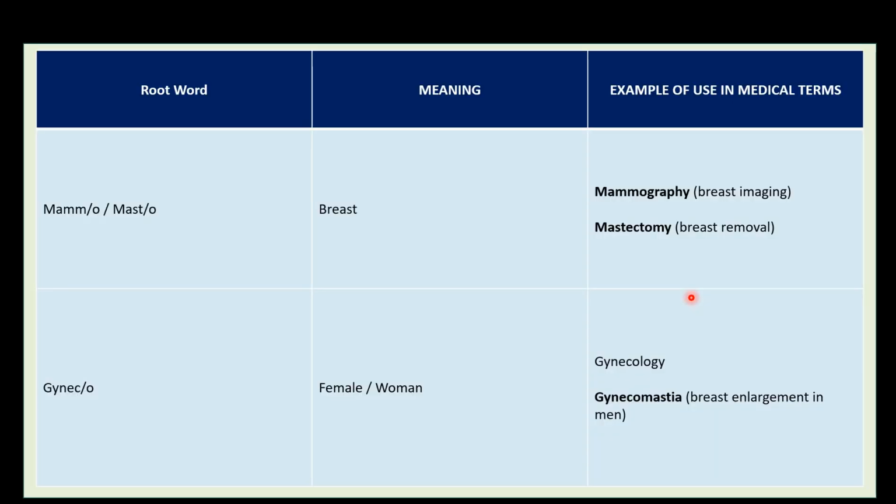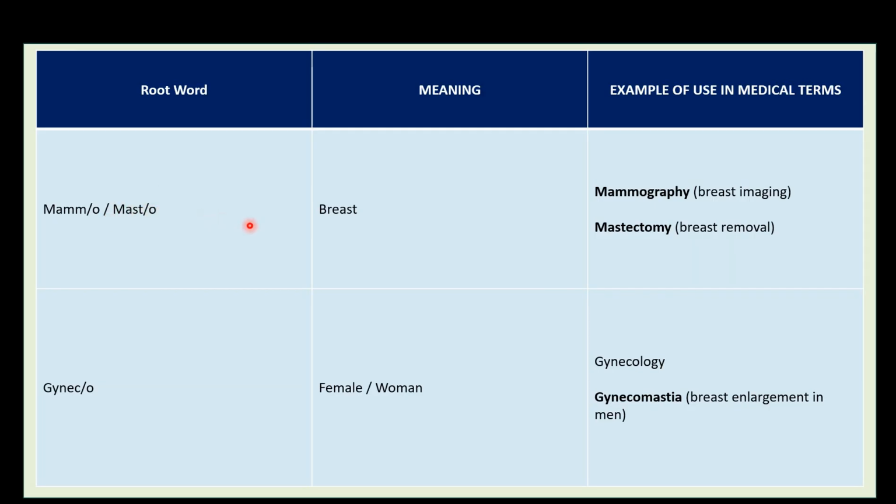Alright, let's move further with the first root word. Today's first root word is Mamm, Mammo, or Mast, or Masto. Sometimes you will find the root word with O, sometimes without O. That is why I put a forward slash here, like M-A-M-M /O. Sometimes you will find M-A-M-M-O, and sometimes only M-A-M-M. Similarly, M-A-S-T-O or M-A-S-T.